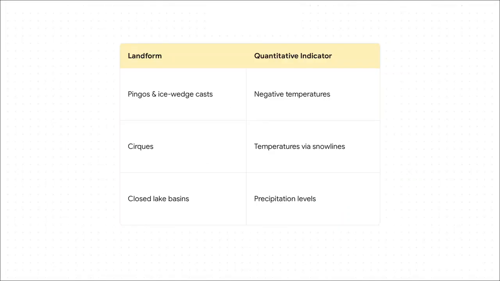When we do correctly connect form to process, though, the results are incredible. Geomorphologists can use these specific measurements to essentially act as Earth historians, post-dicting past climates. For example, finding and measuring a pingo, which is a very specific mound of Earth-covered ice, proves the past existence of permafrost. Or analyzing the shorelines of closed lake basins can literally tell us the exact precipitation levels from thousands of years ago. How cool is that?